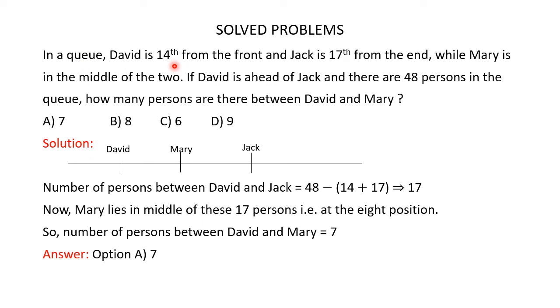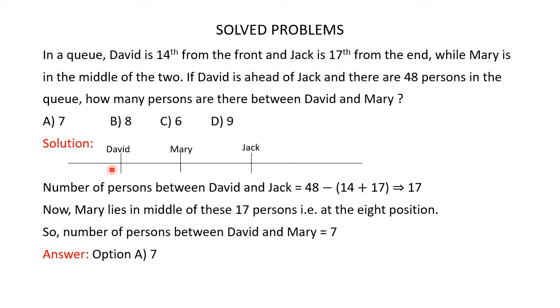In a queue, David is 14th from the front and Jack is 17th from the end, while Mary is in the middle of the two. If David is ahead of Jack and there are 48 persons in the queue, how many persons are there between David and Mary? You are given 4 options and you have to find out which of these options is the correct one. Now it's given that David is 14th from the front and Jack is 17th from the end, and totally there are 48 persons in the queue, and Mary is in the middle of David and Jack.